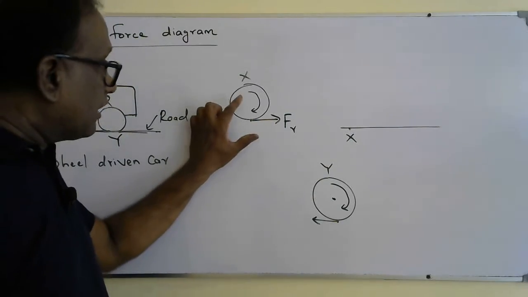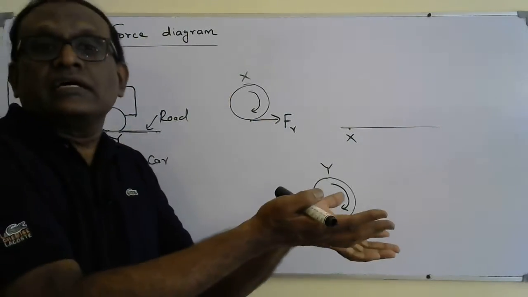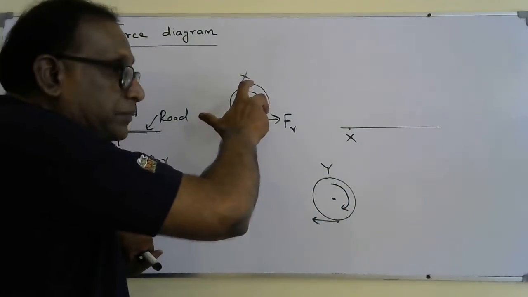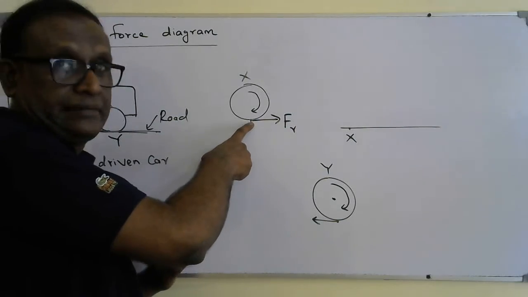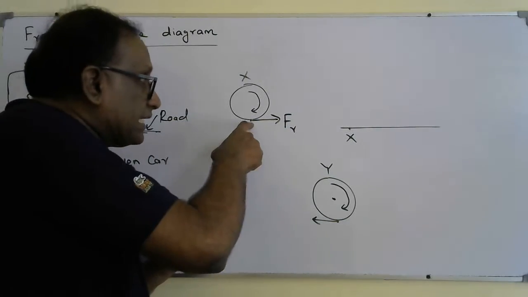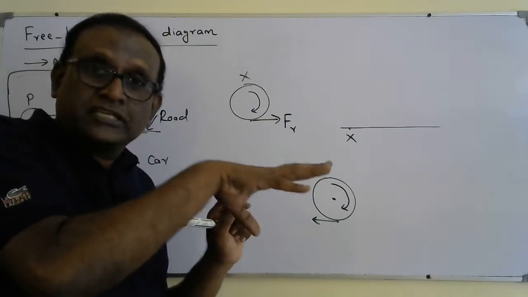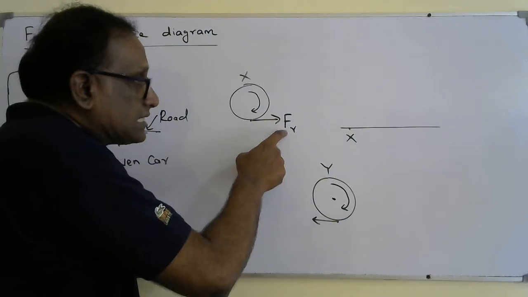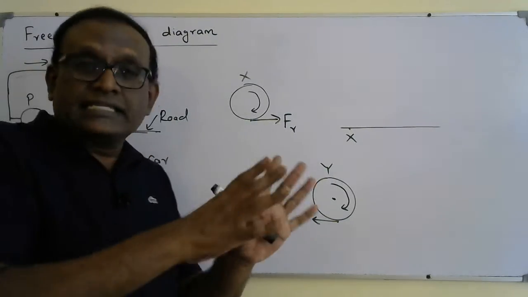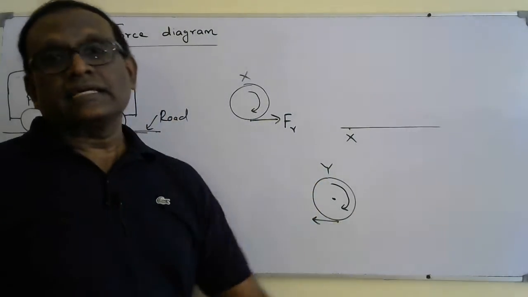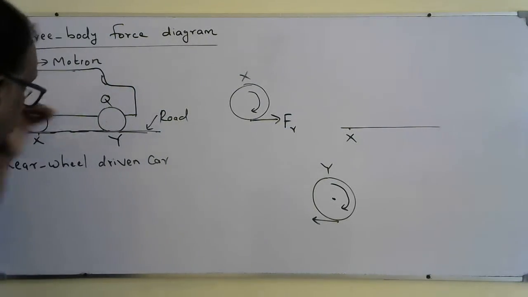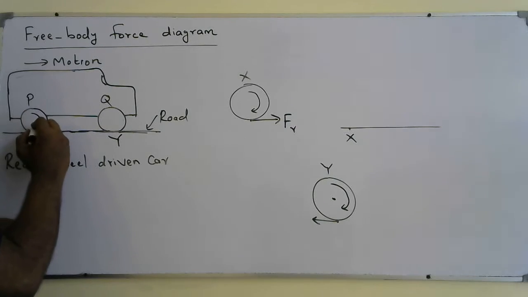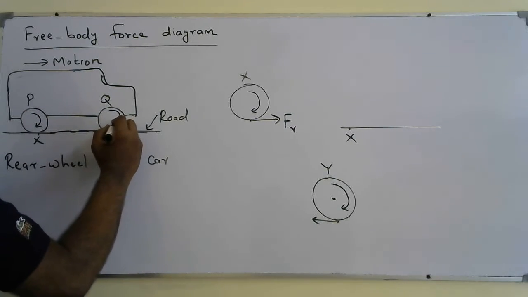What's the reason? Wheel X, which is connected to the engine, is rotated by the engine. When it is rotated by the engine, it will try to slip at that point this way. Friction exerts a force opposite to the possibility of slipping to the right, so it exerts the friction in this direction. That unbalanced force accelerates the car. Now when the car moves, wheel Y also rotates in the same direction.